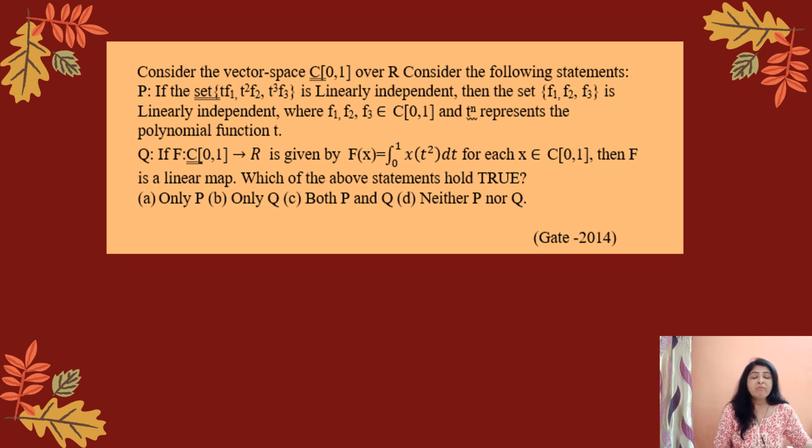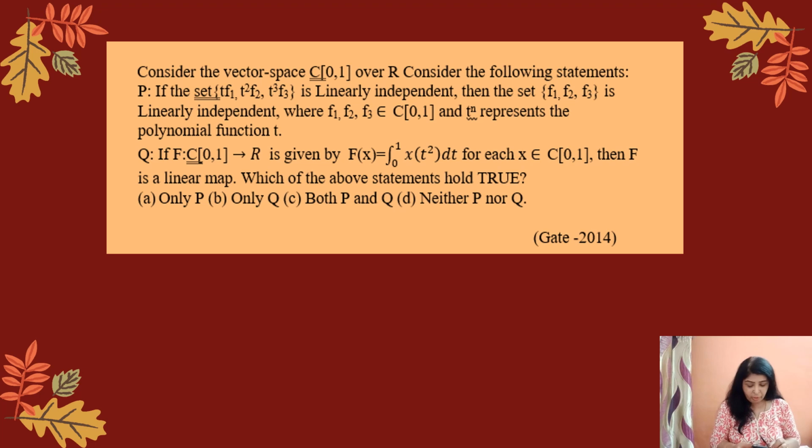In the second one, f is from C closed interval 0 1 to R, where f(x) is the integration 0 to 1 of x t square dt, for each x belongs to C closed interval 0 1, then f is a linear map. Then which one of the following statements is true? So four options are given: only P, only Q, both P and Q, and neither P nor Q.